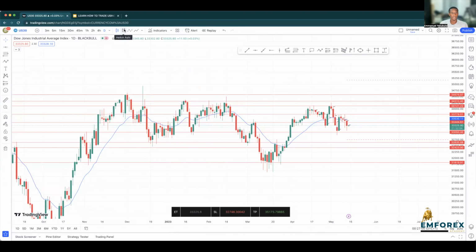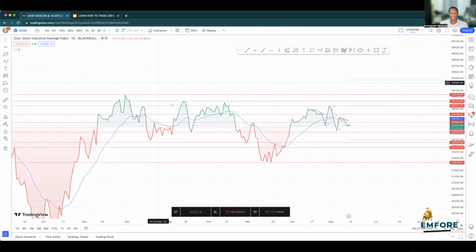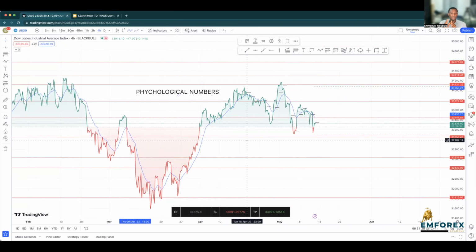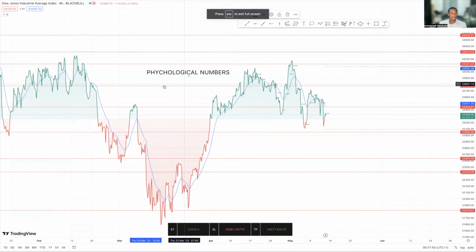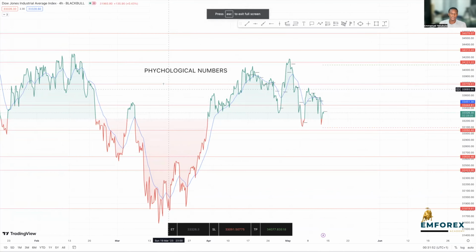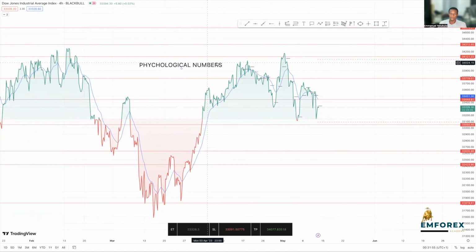Let's go to the 4-hour time frame. We did this on the daily time frame. After we're done identifying those major turning points or points of rejection, which are support and resistance levels on the daily time frame, we then head over to the 4-hour time frame. As you can see here, we are selected on the 4-hour time frame. Now on the 4-hour time frame, what we're actually interested in are psychological numbers.